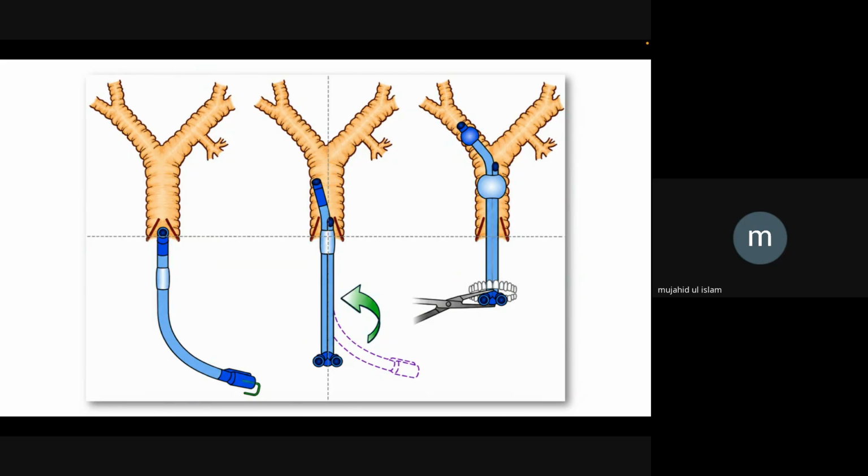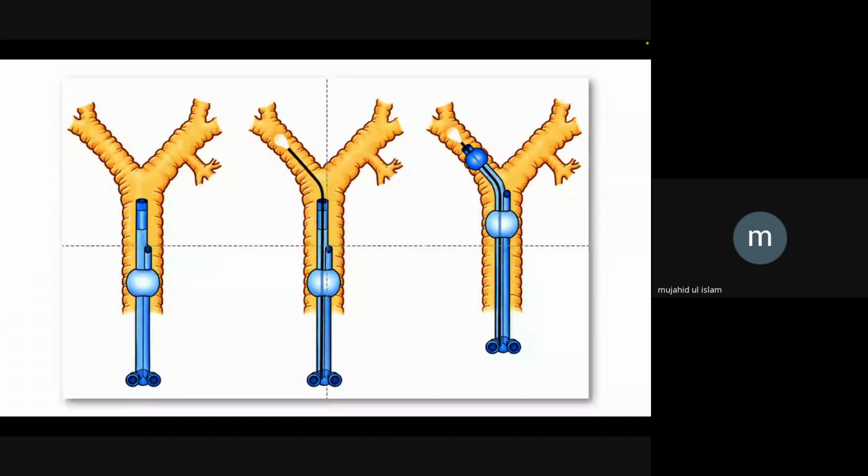So these images demonstrate the correct placement of a left-sided double lumen tube. Once the bronchial cuff passes the vocal cords, rotate the tube 90 degrees to the left, remove the stylet, and advance the tube until slight resistance is felt. A left-sided double lumen tube can be placed using a fiber optic guided railroading technique, in which the tube is railroaded over the bronchoscope and advanced into the left main bronchus under direct vision.